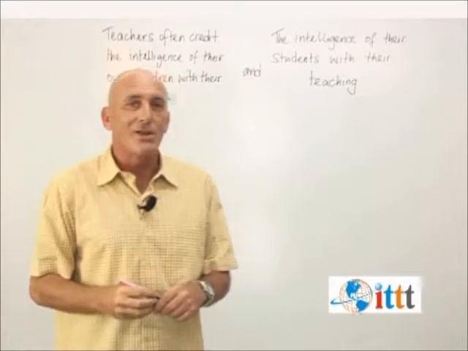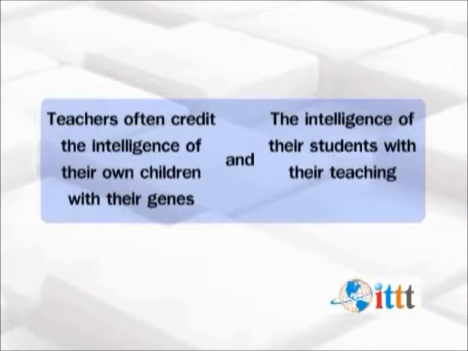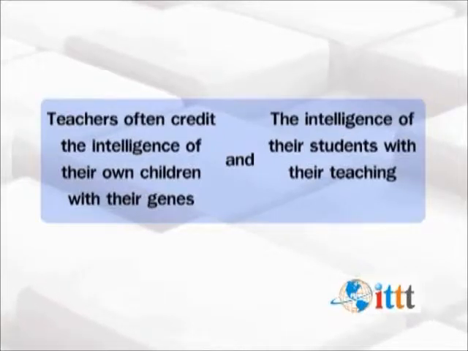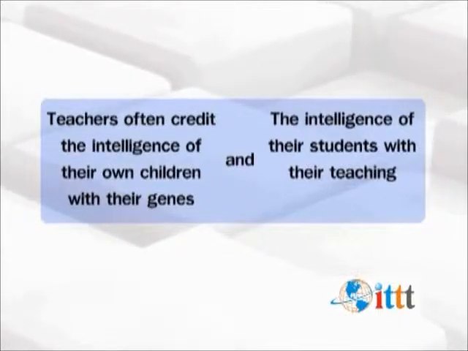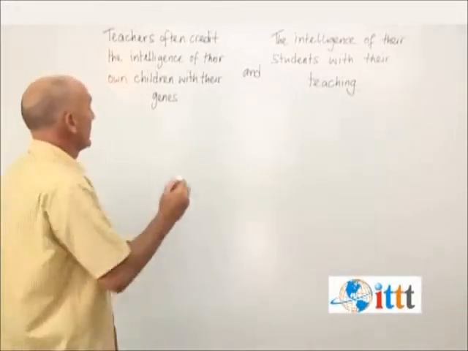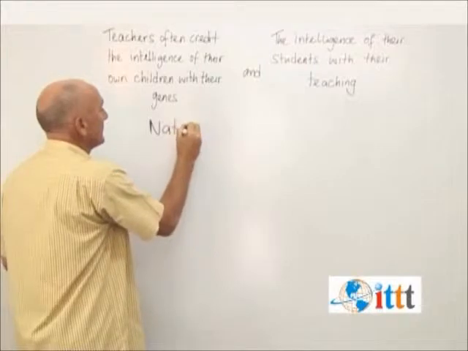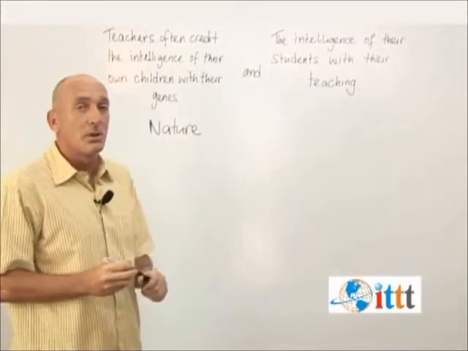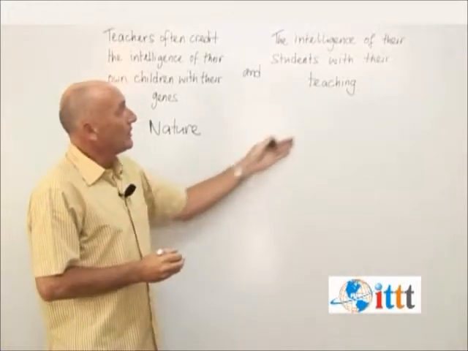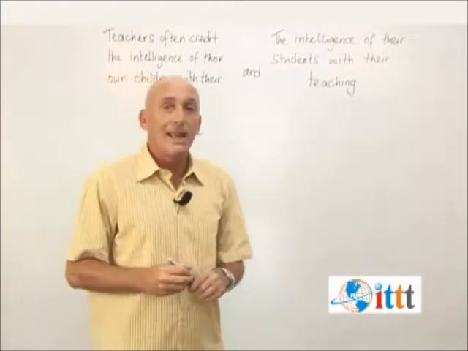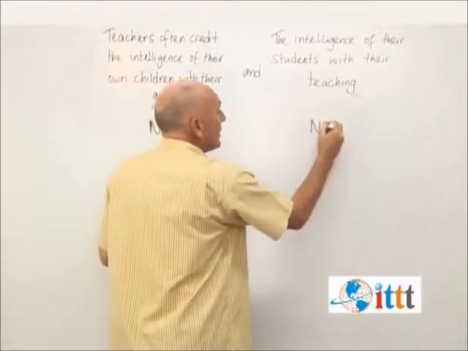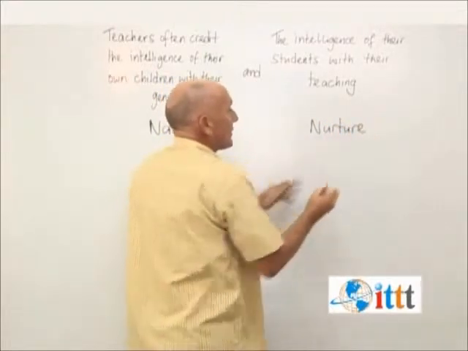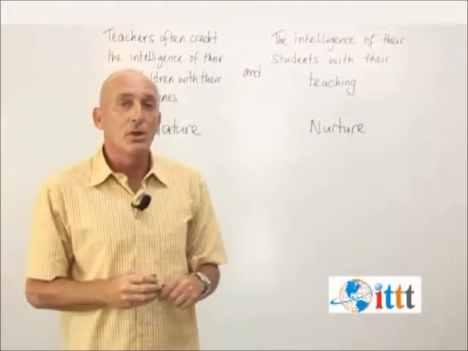This is an interesting quotation because it contains within it a philosophical argument, an argument about the way in which we learn. Basically, this one is saying that the intelligence of their own children comes about due to a natural process. So this one could be said to be due to nature. This is exactly the opposite of this one, which is saying that their teaching, the environment that we create, creates that intelligence. So this one can be said to be due to nurture.